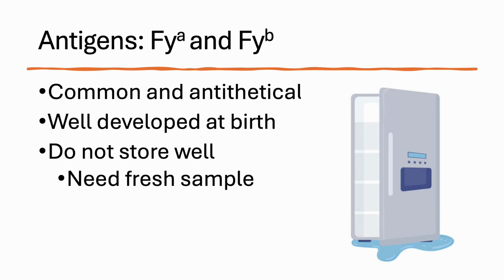So Duffy A and Duffy B are the two most common alleles. They're antithetical antigens and are very well developed at birth. An individual can express one, the other, both, or neither. One important thing to note about Duffy is they don't store well in a liquid or in a frozen state. The antigens just don't tend to survive. So if you need to do some testing and you don't have a fresh sample, it's always good to request a new sample because you will not have a good chance to appreciate that antigen-antibody interaction unless it's in a fresh sample.